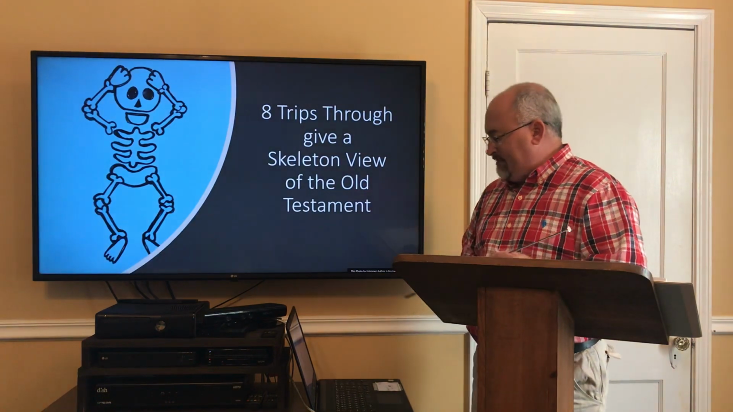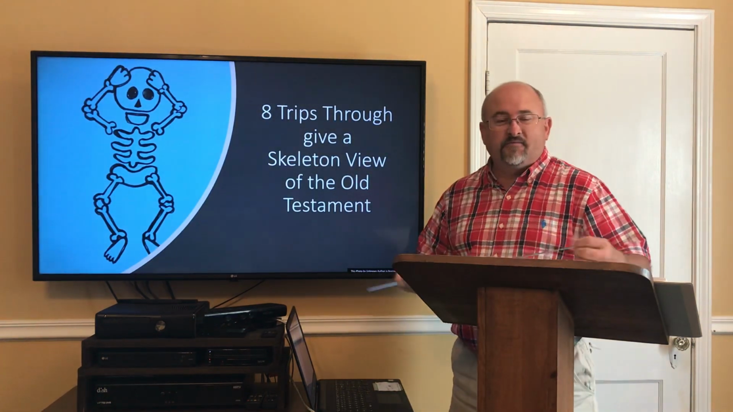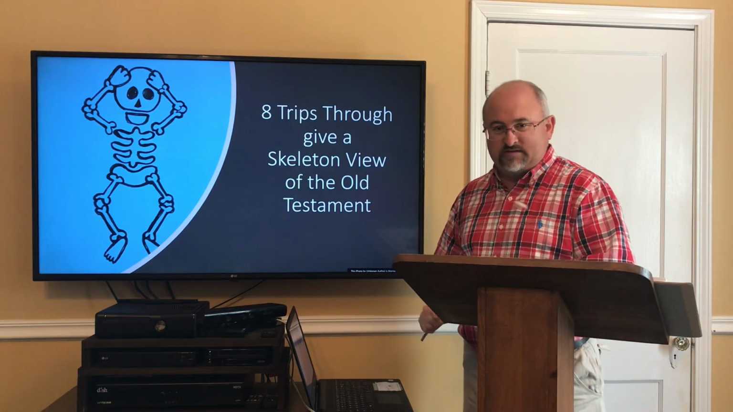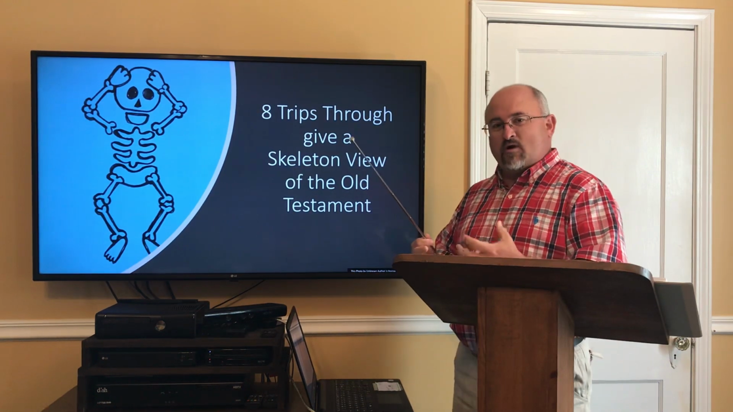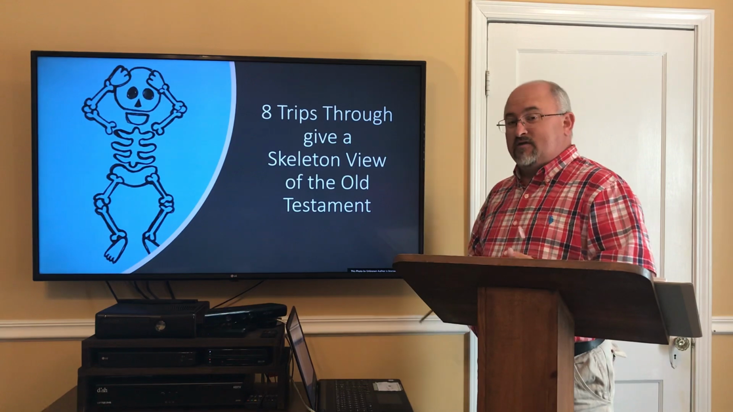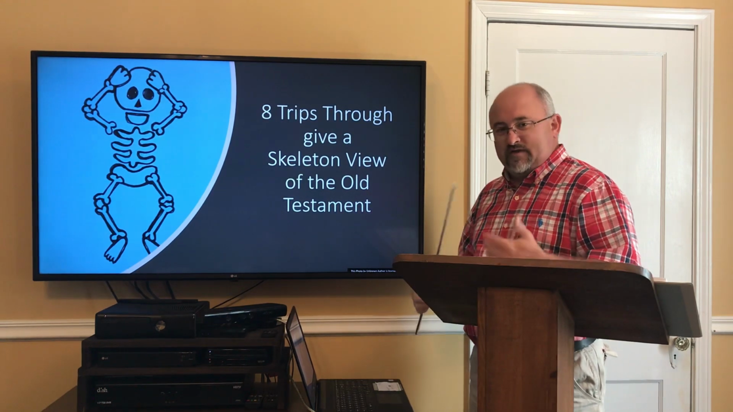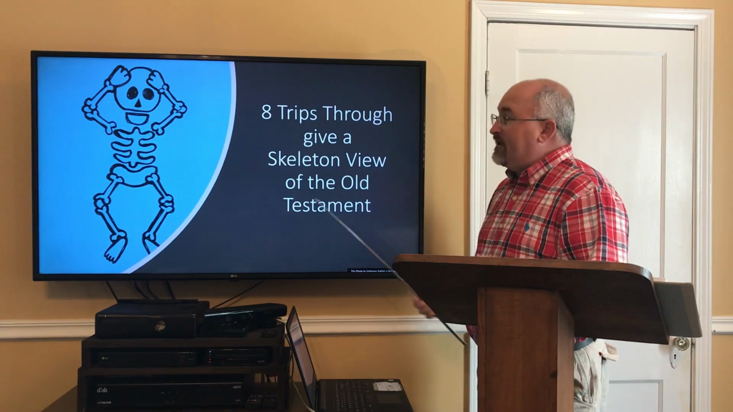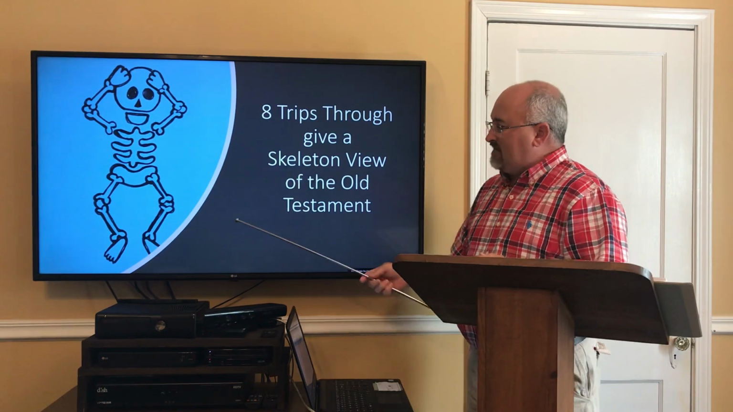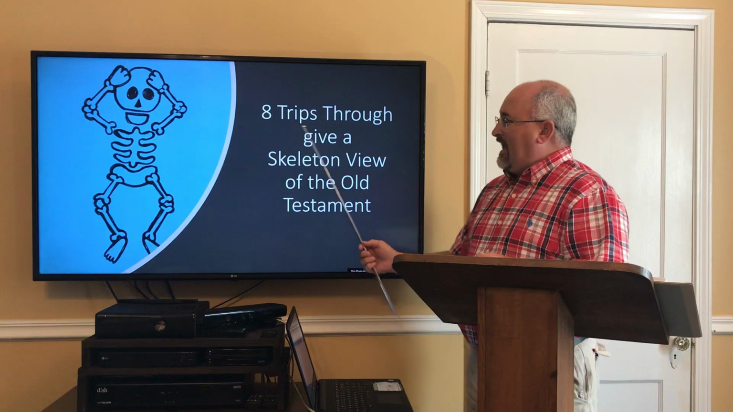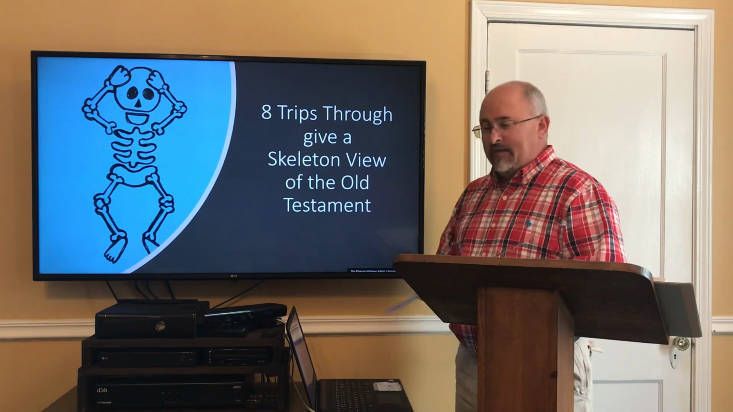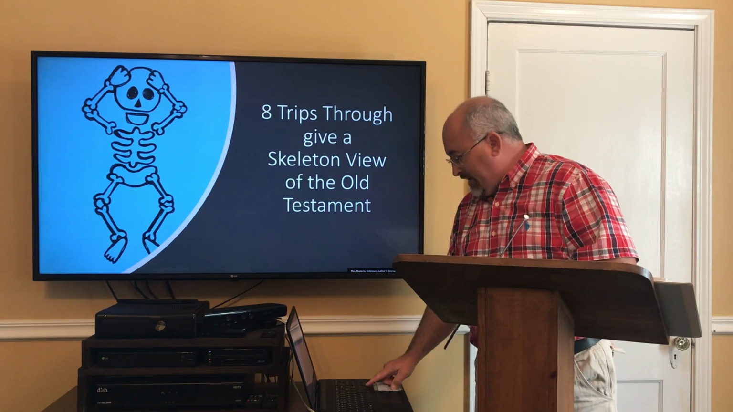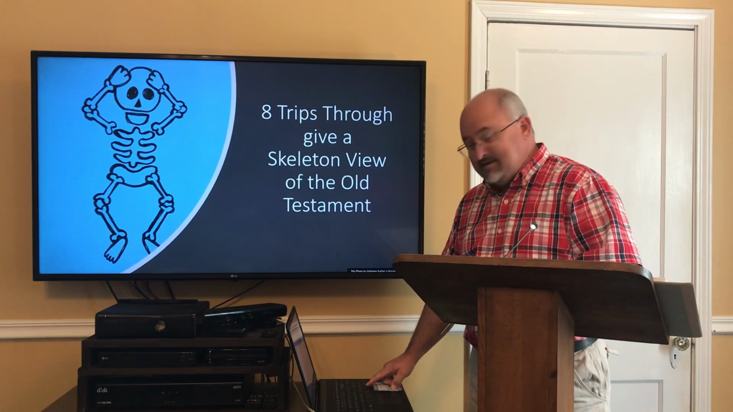We appreciate that. The idea of this information is to get a skeleton view of the entire Old Testament, just a framework view of the Old Testament that you can then later add all of the information needed to put together the entire Old Testament. So hopefully you're developing that skeleton view. We are taking 8 trips through the entire Old Testament. Today we'll be working on trip number 8.